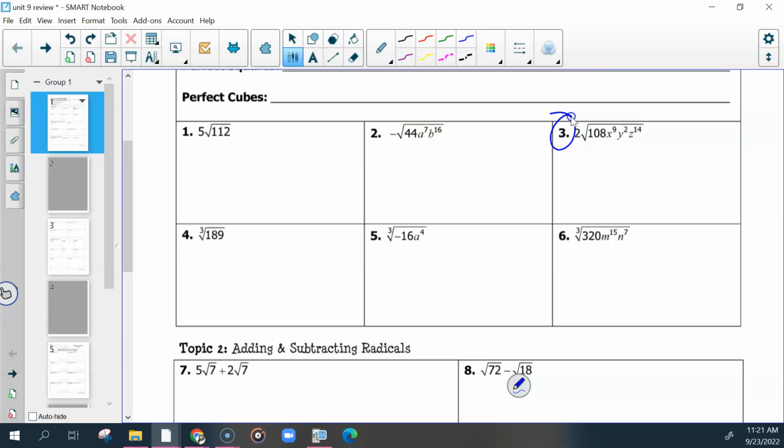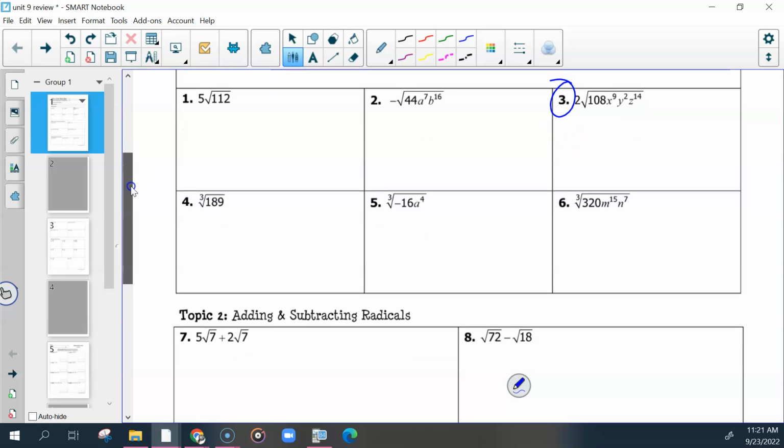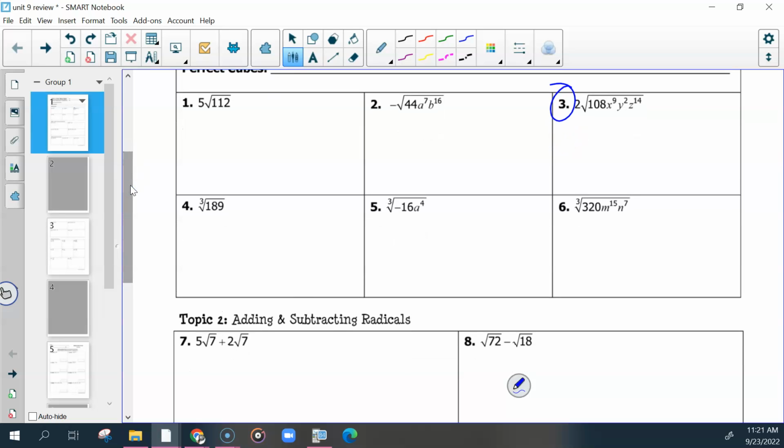Alright, for number 3, we need to simplify this, so you can use your perfect square or factor tree method, does not matter. Again, as you're practicing this, try to practice it without your calculator, because you won't have your calculator. Or if you aren't good with your perfect squares, think about factor tree. You can always divide it by 2 because it's even. If you want to try other factors, you can do that.